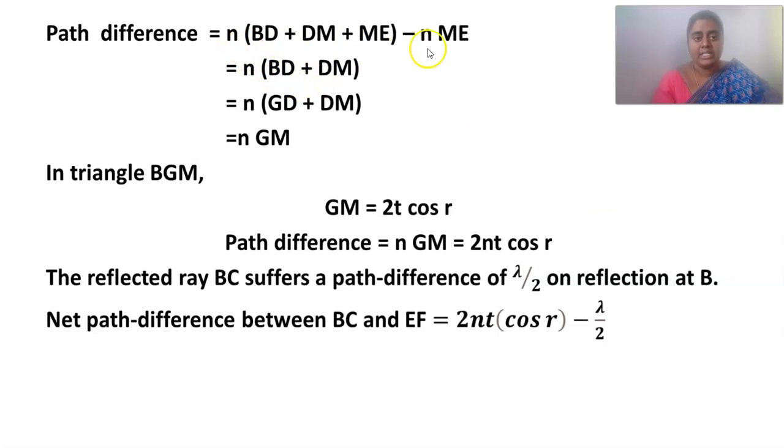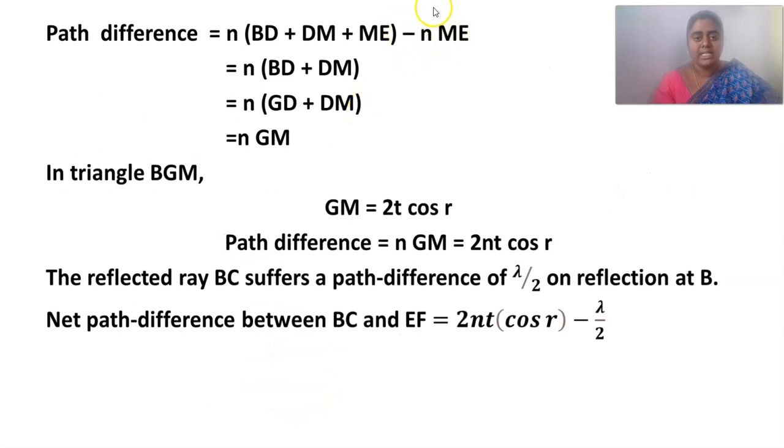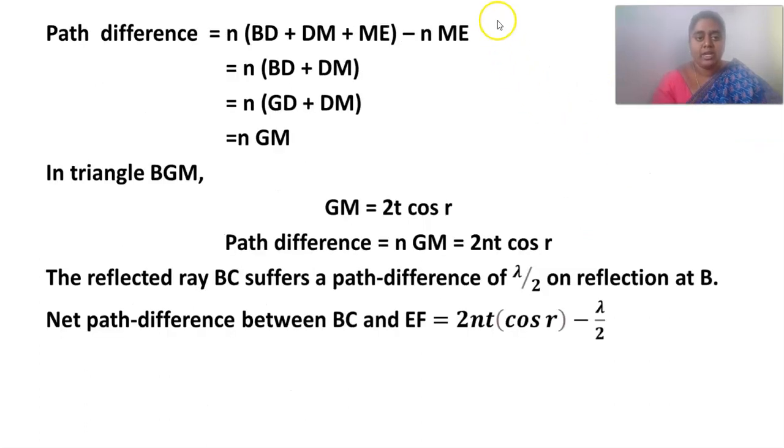For the path difference, we have already written the same formula here: n times (BD plus DM plus ME) minus BN. From the previous expression, BN can be replaced by n times ME. So n times ME minus n times ME gets cancelled, and we get the remaining terms. BD can be replaced by GD because they have the same angles and form an isosceles triangle, so BD and GD are the same. GD plus DM is GM. As GM has been calculated as 2t cos r, the path difference can be written as n times GM, so n into 2t cos r, that is 2nt cos r.